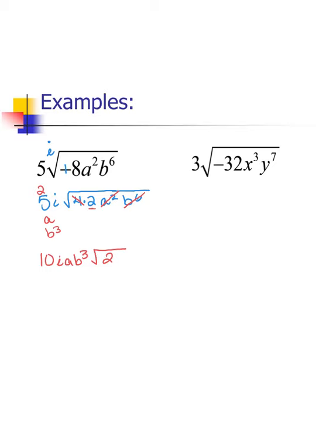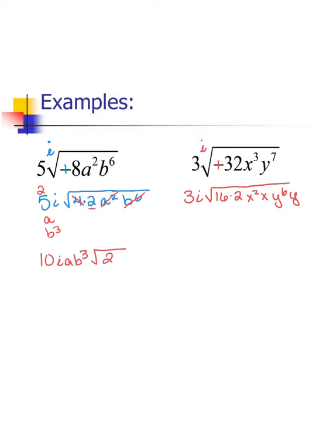If I look at the next example, again, the first thing I notice is I have a negative, so I'm going to make that positive, and I'm going to put an i out front. So I have 3i. Now I'm looking for factors of 32. 16 times 2 is 32. If I look at the x to the 3rd, to simplify a variable, we want even exponents, so I'm going to rewrite that as x squared x. To simplify y to the 7th, I'm going to rewrite that as y to the 6th, y.